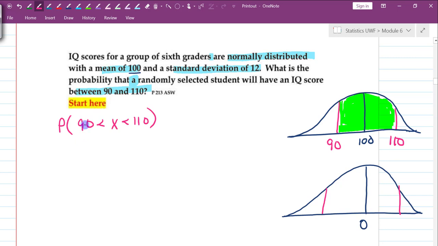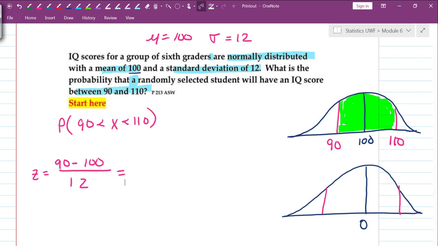So the first number I'm going to standardize is the 90. So z is equal to 90, subtract mu, which is 100. So remember, mu is equal to 100. Sigma is equal to 12. Right there, okay? Divide it by 12. And we're going to put this in our calculator. And we should get a very quick answer.